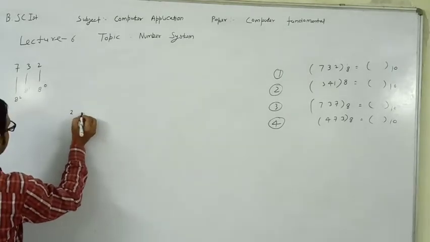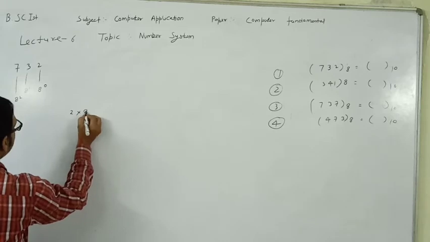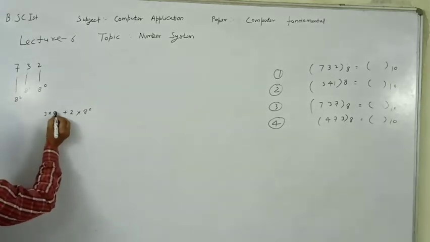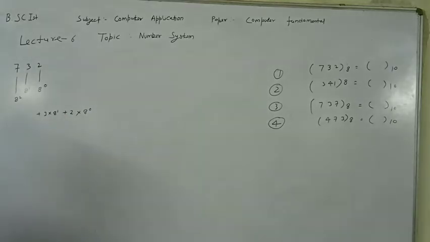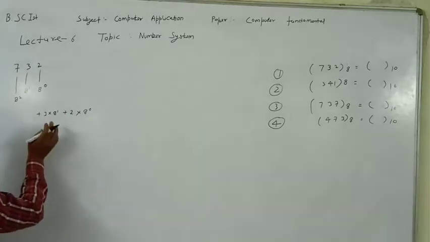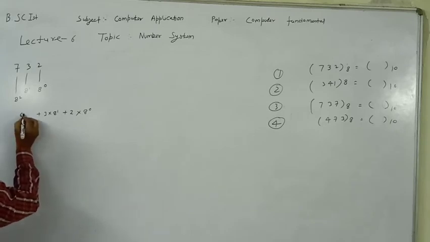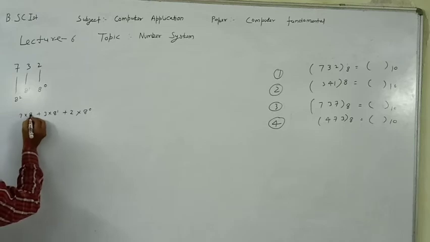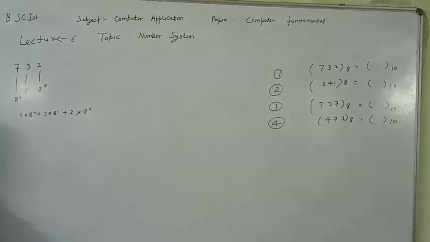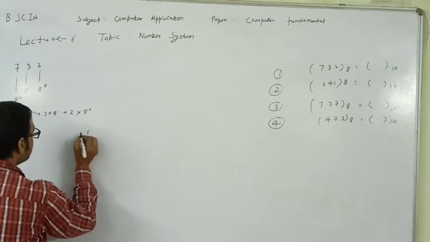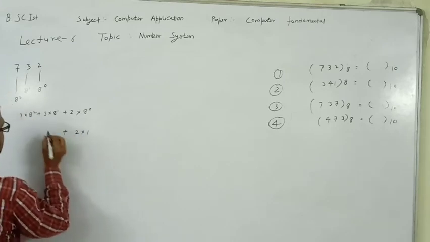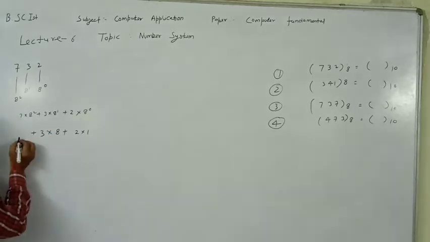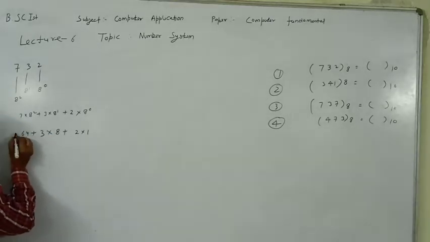Now write it in such a way: 2 into 8 power 0, plus 3 into 8 power 1, plus 7 into 8 power 2. Now 8 power 0 is 1, so 2 into 1. 8 power 1 is 8, so 8 into 3. 8 power 2 is 64.